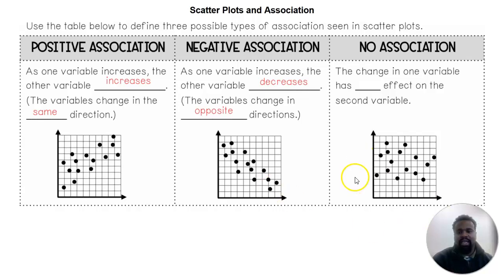And then no association is when one variable doesn't have an effect on the other variable. So for example, your favorite color does not have an effect on the temperature outside. All right, so that's an example of no association. So basically it's just random points plotted on a graph that doesn't form any type of association.